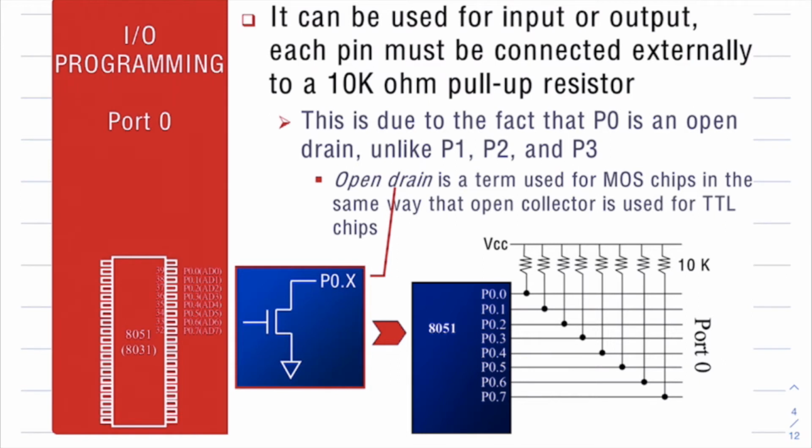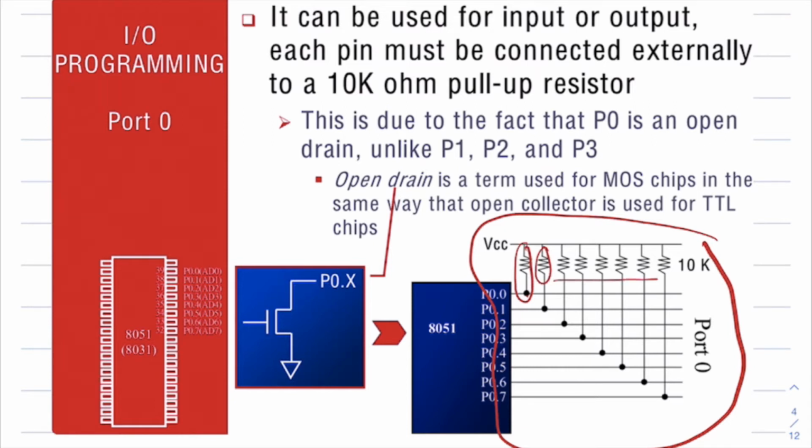However, some of the ports have a different circuit structure. So when you take port 0, you must remember that this has to be externally connected to a 10 kilo ohm pull-up resistor. So always, to make this port function properly, by default we need to do a connection as shown in the figure. All the port pins you can see here are connected to VCC through a 10 kilo ohm resistor. Like port 0.0 is connected, 0.1 is connected.